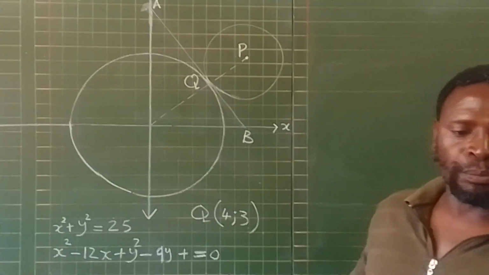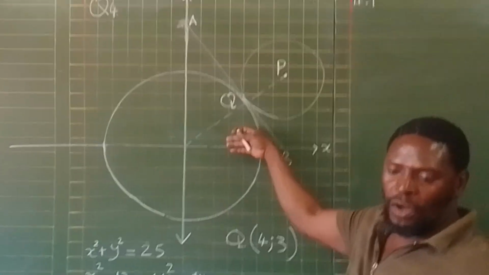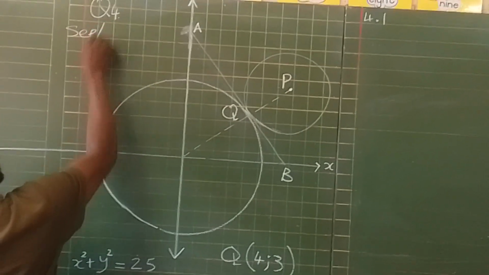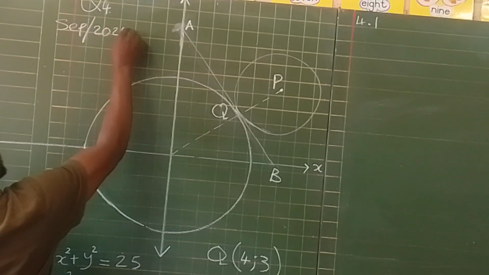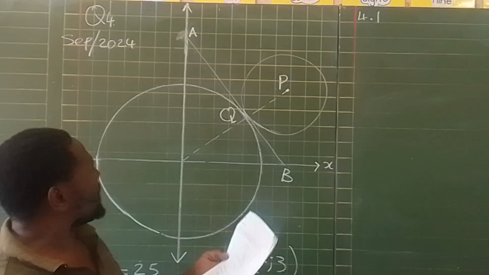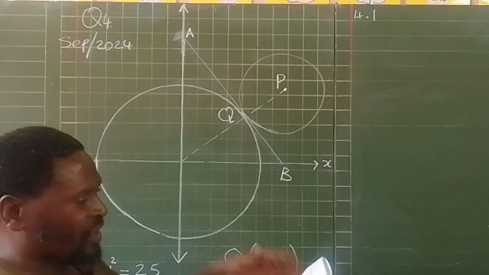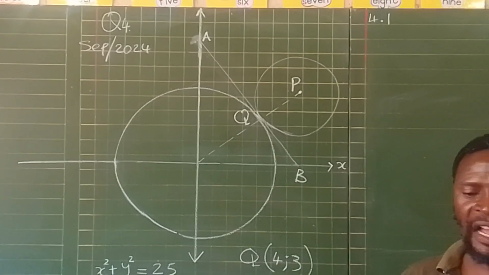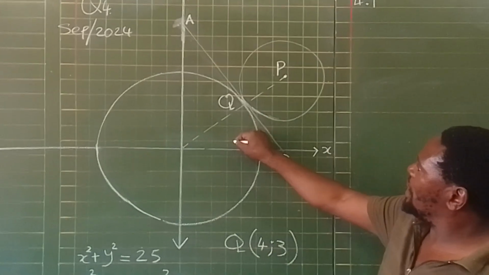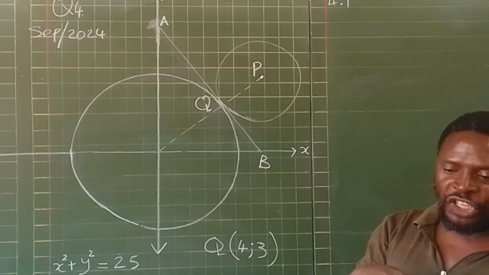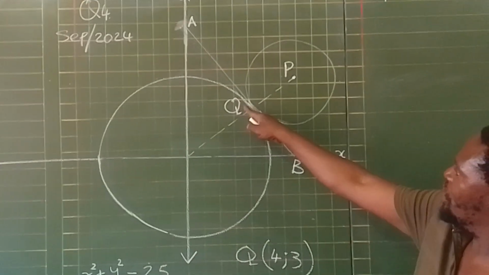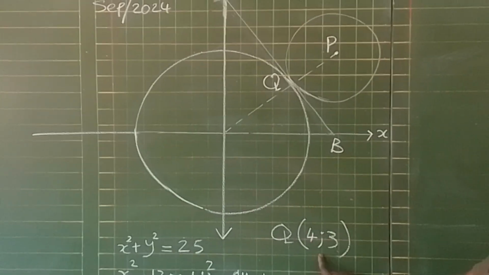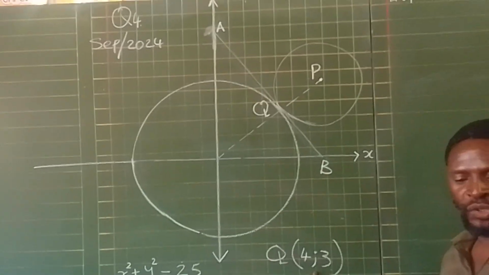Right, this is question 4 from last year, September 2024. This was written in the trial. They have given this sketch. Two circles in the diagram below represent two interlocking gears. These interlocking gears touch at the point Q. I have written the coordinates of Q right here. The coordinates of Q are (4; 3).